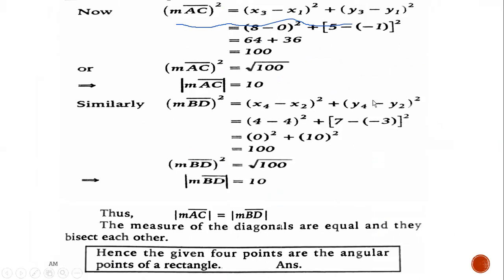Here you can see the working of finding the length of the diagonal. The first diagonal is AC.